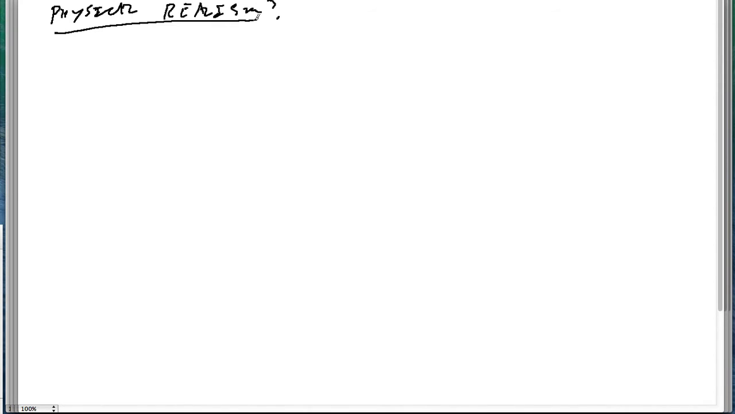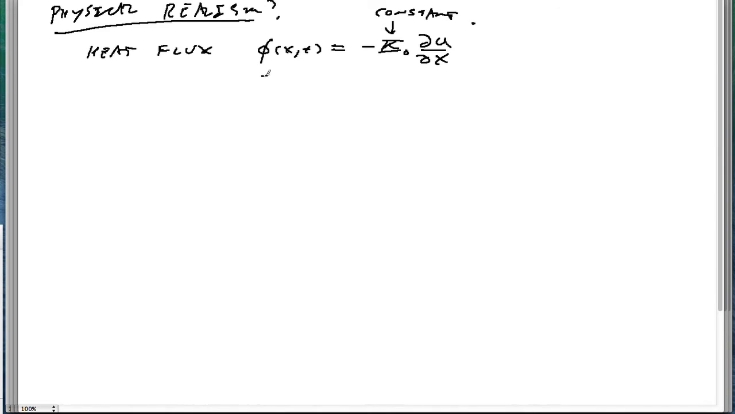So we have to question the physical realism of what we're doing, and recall that the heat flux, and we called it phi of x comma t, was going to be simply the negative derivative in space of u times this thermal conductivity. So that's a constant. So we chose this, or we use this as a model for heat transfer. It may not be true all the time.